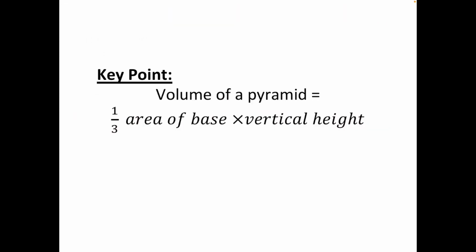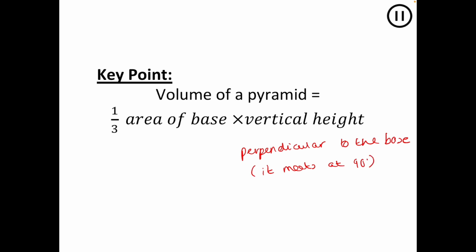Okay, our next key point is that the volume of a pyramid is 1/3 times the area of the base multiplied by the vertical height. The vertical height means it must be perpendicular to the base. That means it meets at 90 degrees. Please pause the video here and write this key point down into your book.